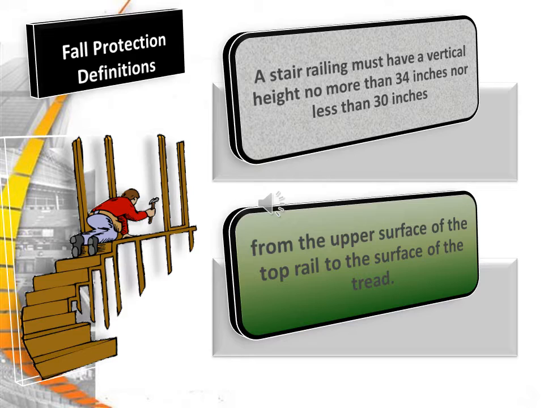A stair railing must have a vertical height of no more than 34 inches, nor less than 30 inches from the upper surface of the top rail to the surface of the tread.